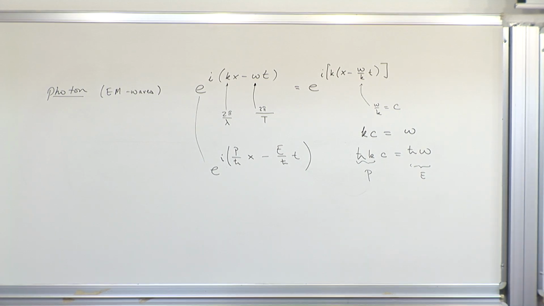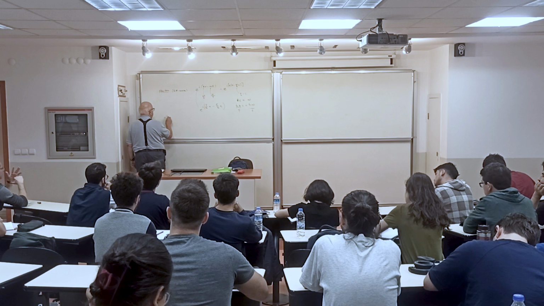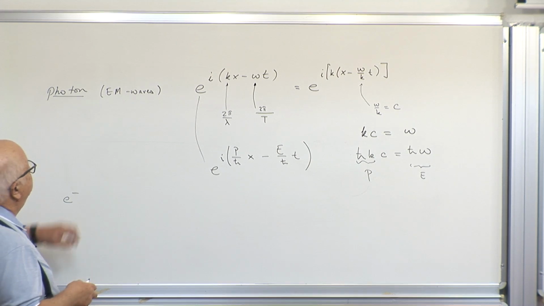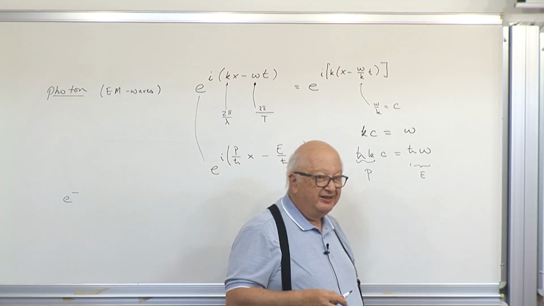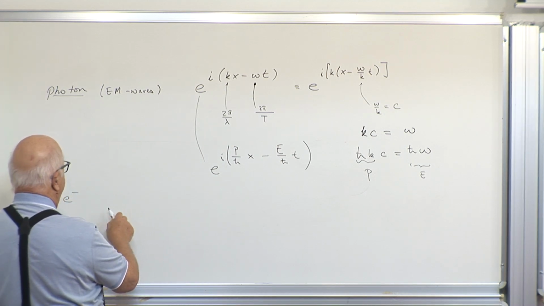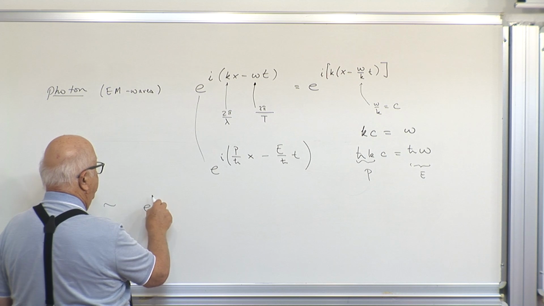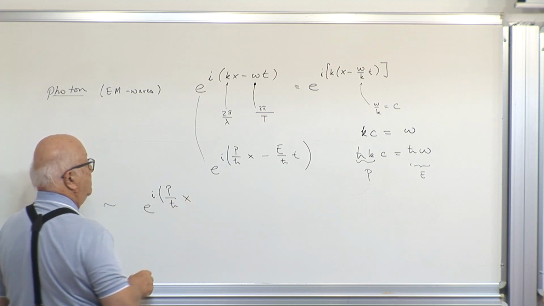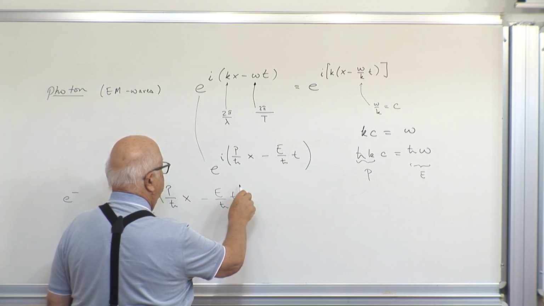Now it turns out that for the electron, we can relate the quantum mechanical wave. This is electromagnetic waves. The wave for the electron is sometimes called matter wave, which I don't think is a good name, so I'm not going to write it on the board. But in any case, the wave for the electron also behaves in the same way. It goes like e to the i, p over h bar x minus E over h bar t.